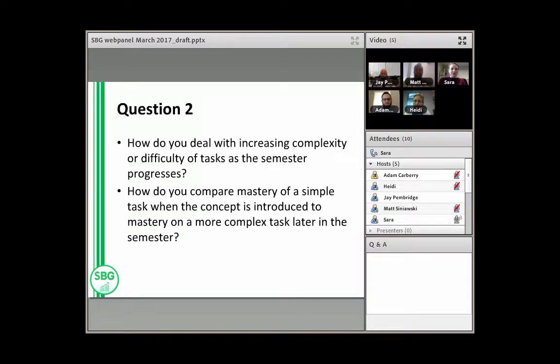Great. So question 2 is how do you deal with the increasing complexity or difficulty of tasks, which I think we're starting to actually get into, but also as the semester progresses. So the idea that maybe when you're introducing the concept, you're doing more simple things on it, and then toward the end of the semester, things have progressed in the level of complexity. And secondly, how do you compare mastery of that simple task to the more complex task?